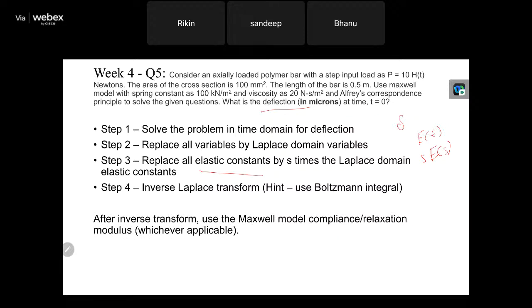Yes, one major thing is after inverse transform, you have to use the Maxwell model for compliance or relaxation modulus, whichever is applicable. So once you take the Laplace transform, whatever you get, it might be compliance or relaxation modulus, you have to use the Maxwell model for that. Now, if you want more clarity on this, please refer to the slides. It is mentioned very precisely by the professor on how to deal with the question after taking the Laplace transform.